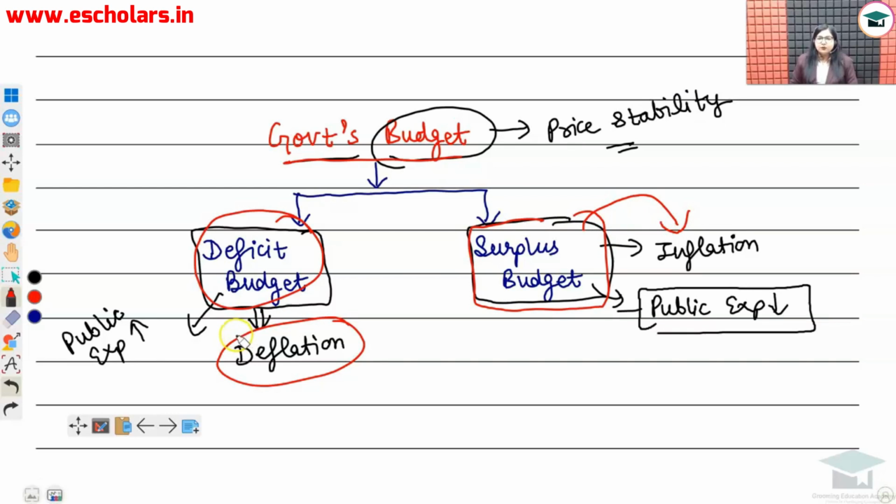Okay, now what is a deficit budget, a surplus budget, why is it used, and how is it effective in controlling the deflation and inflation of the economy? We will study this in the further videos.